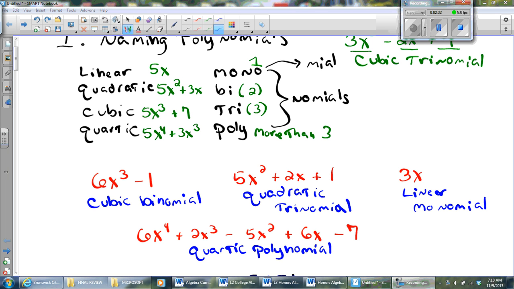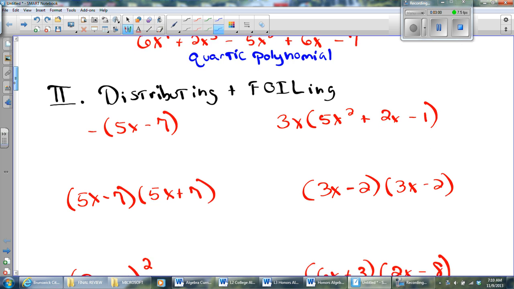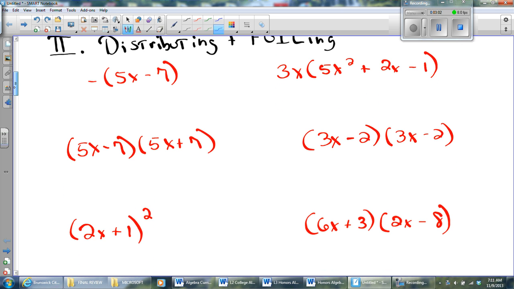Okay, here are my answers. You can see I've got a cubic binomial. Cubic, highest power is 3, 2 terms. A quadratic trinomial, 3 terms. That's where the trinomial comes in, and the highest power is 2, so it's quadratic. This is a linear monomial. Highest power is 1, and there's 1 term. And then the highest power is 4. And there's several terms, more than 3, 4 to be specific. It's a quartic polynomial.